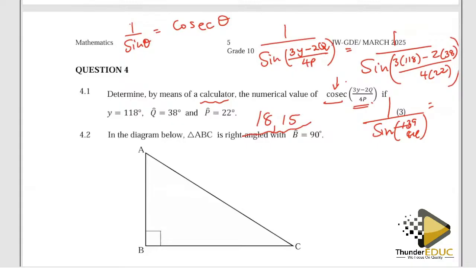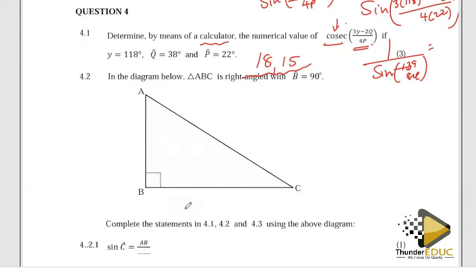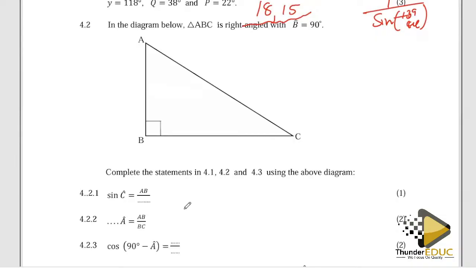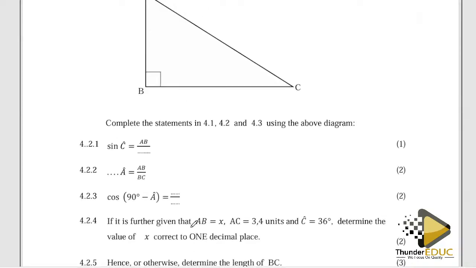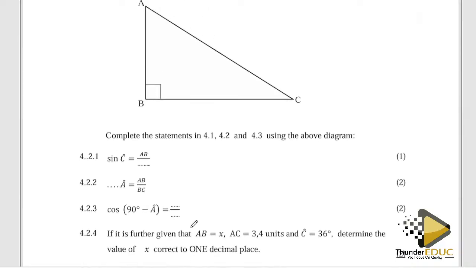Then 4.2. They're telling us in the diagram below, ABC is a right angle triangle with B being 90. Complete the statements 4.2.1, 4.2.2, 4.2.3 using the above diagram. That's fine. So it should be sine of C.